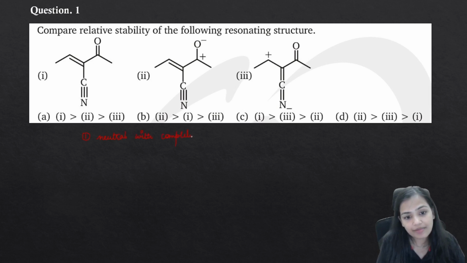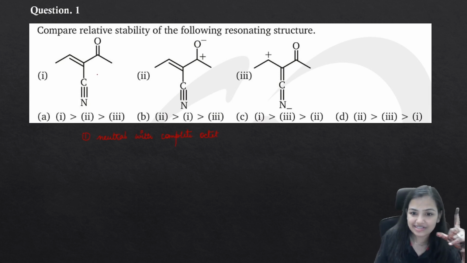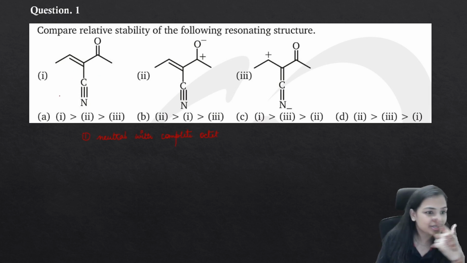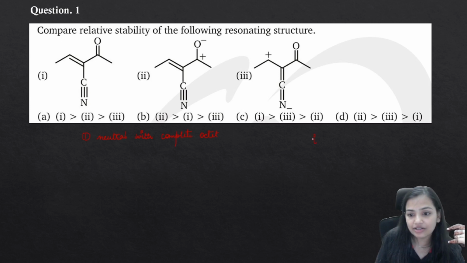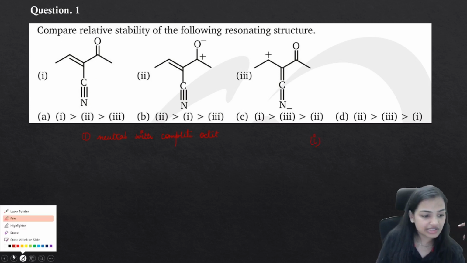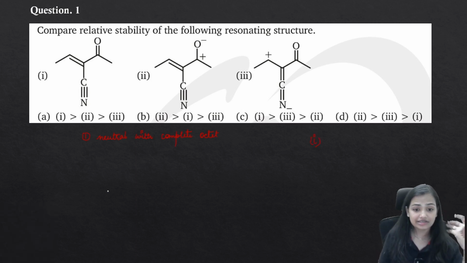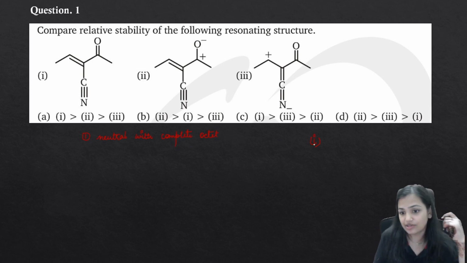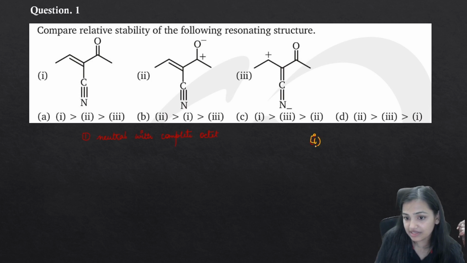So find it. Do we have any structure which is neutral and its octet is complete? Yes, yes, yes. My eyes have spotted this particular option, that is option number one. Let me change the color because students have suggested, ma'am, please avoid using red color because it's not visible. So yeah, I'll be using yellow color.